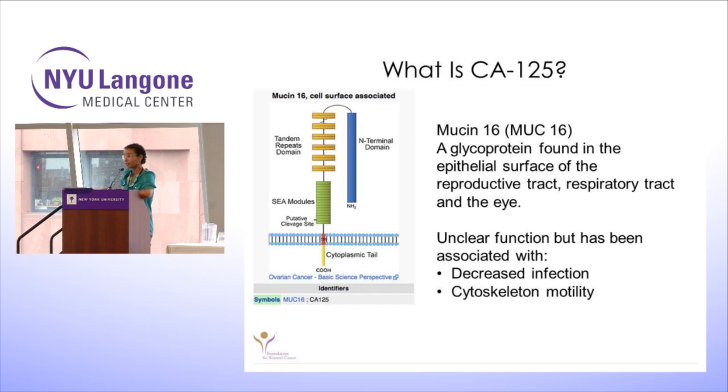It lives in the reproductive tract. It lives in the respiratory tract, so we see it in the lungs. And it also is found in the eye. But we're still not sure what its complete function is as a molecule. They've done studies, and they see that if you have an increased amount of mucin 16, you have a decreased likelihood of infection. And it also seems to help with the movement of cells. We call that cytoskeleton motility.